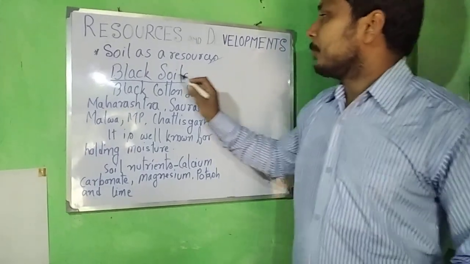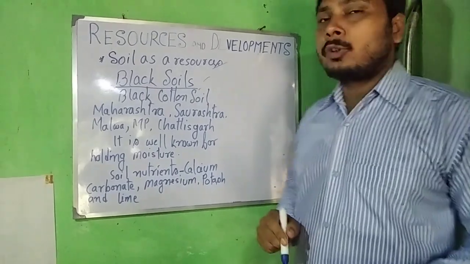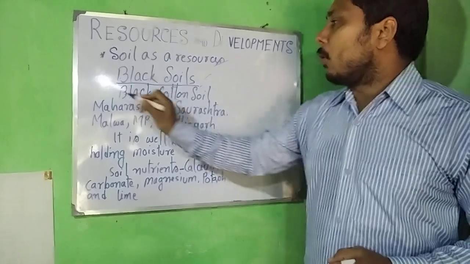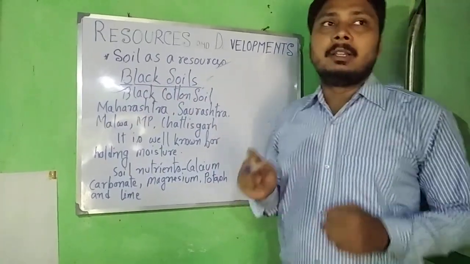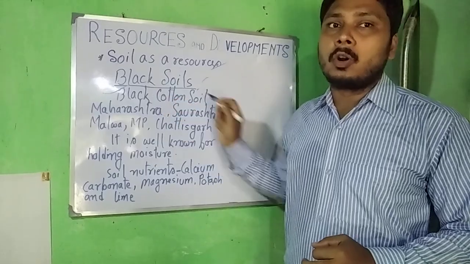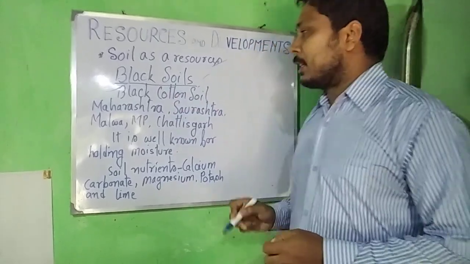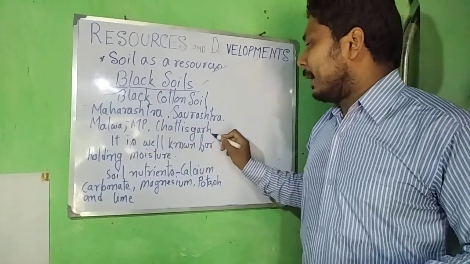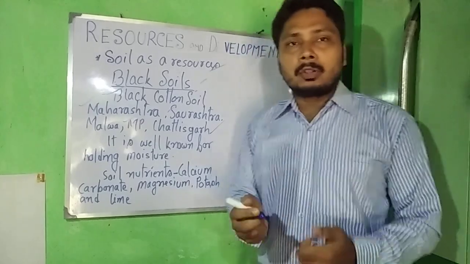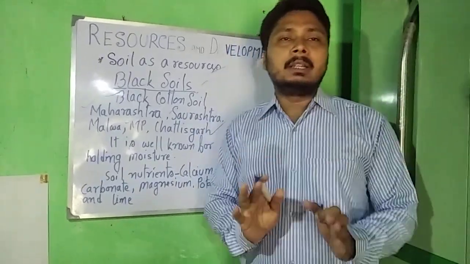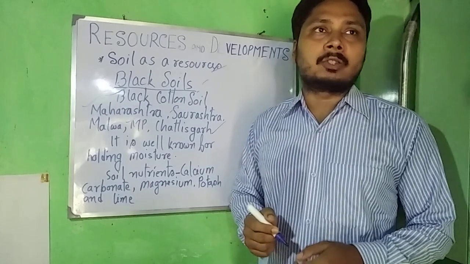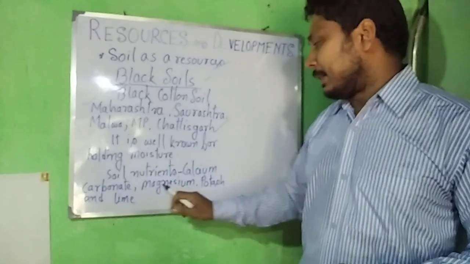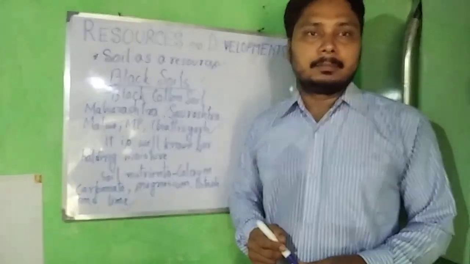The next topic is black soils. Black soil is also known as regur soil. Its color is black, and it is also known as black cotton soil because it is great for cotton growing. We can find this black soil in Maharashtra, Saurashtra, Malwa, Madhya Pradesh and Chhattisgarh. It is also well known for holding moisture, and various nutrients are available in this black soil: calcium carbonate, magnesium, potash and lime.